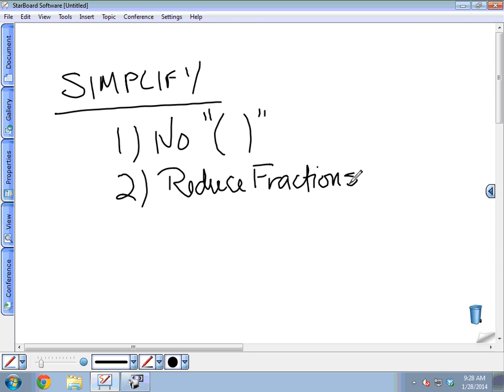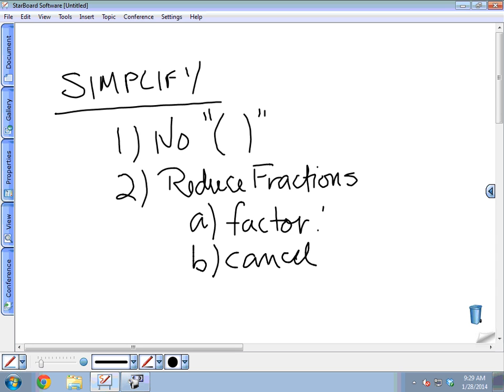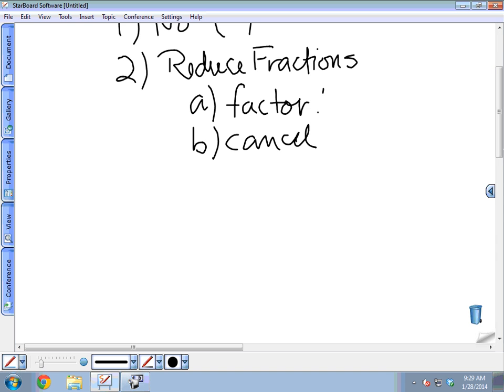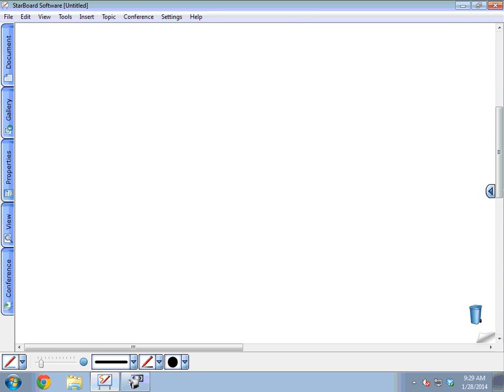To reduce fractions, you have to know how to factor. Okay? And when you can cancel. Okay? To do that, let's take some examples. Now, let's take a look at what these examples on these problems were. We had, first of all, number 1 just had some polynomial up here over top of another polynomial. You had to factor the numerator and denominator and cancel out.